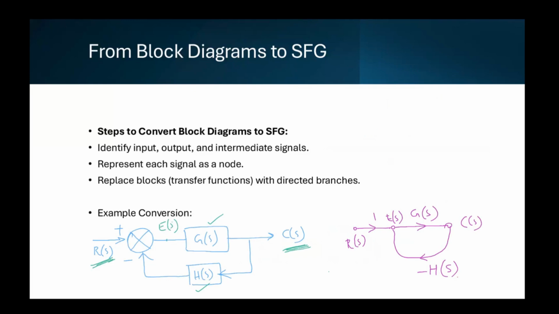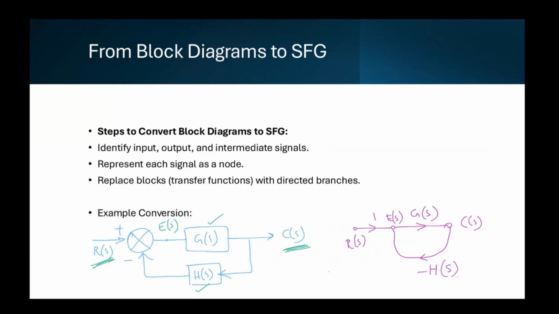So each of them will be represented by nodes. We show each as a small circle. Find out the blocks G of S and H of S. Now we need to put directed branches connecting all these nodes.